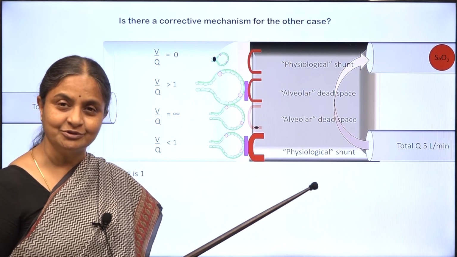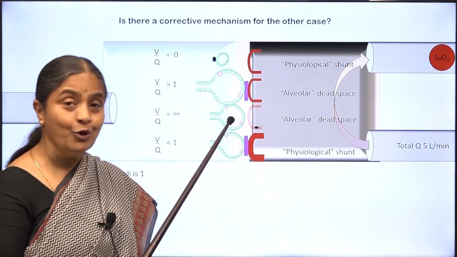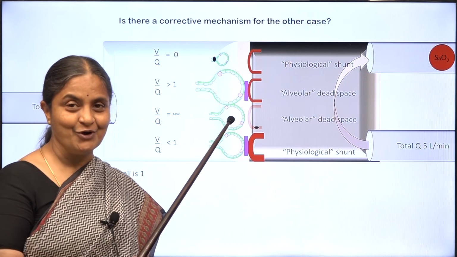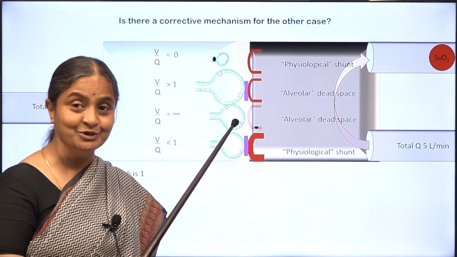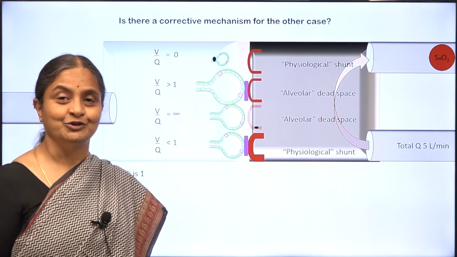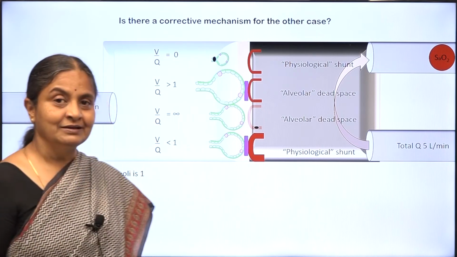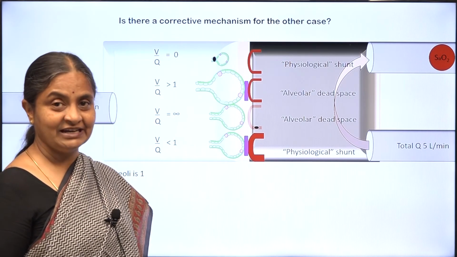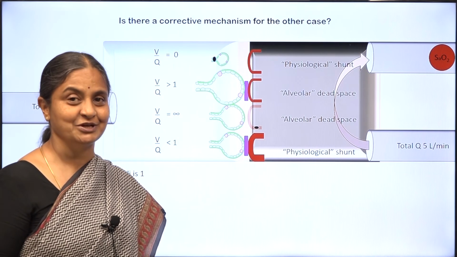If you're interested, you could read about a possible mechanism called hypocarbic bronchoconstriction, which could attempt to minimize ventilation to that unit and divert that ventilation to other normal alveoli. I have not read enough about it. The more popularly known corrective mechanism is hypoxic vasoconstriction, which would occur in that situation.